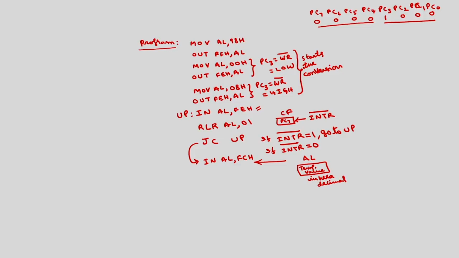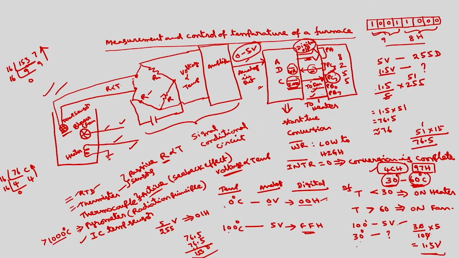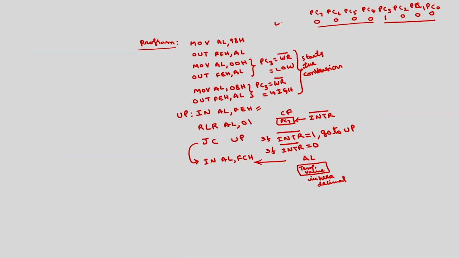Now you have to compare this with the hexadecimal equivalent of 30 degrees and the hexadecimal equivalent of 60 degrees. Yesterday we calculated 30 degrees as 4CH and 60 degrees as 97H. So 4C corresponds to 30 degrees, and 97H corresponds to 60 degrees.